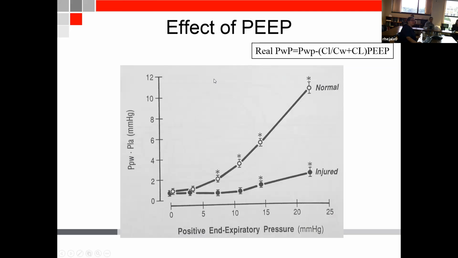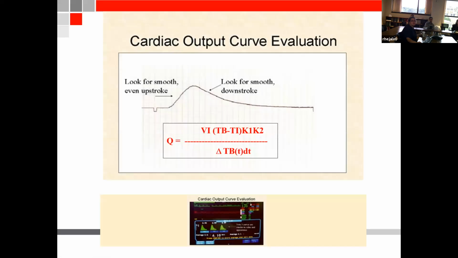Also remember that whenever you have PEEP applied in somebody with an injured lung, your pulmonary capillary wedge pressure, which is what oozes blood out, is not equal to the wedge pressure. It's a bit higher than that. It's about 0.4 multiplied by your PEEP, pulmonary artery pressure minus your wedge pressure.